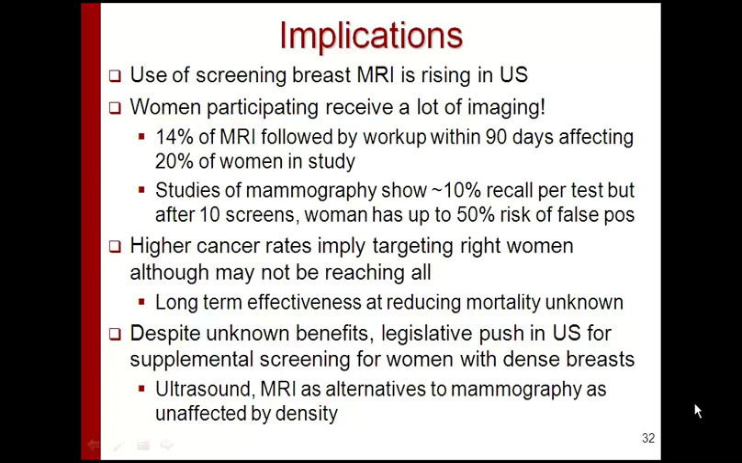18 or 19 states or more have this legislation that you're to be notified, and it's pending at our federal level as well. And the way that it works is if you have dense breasts, which is about half of women by their classification, you would be notified.